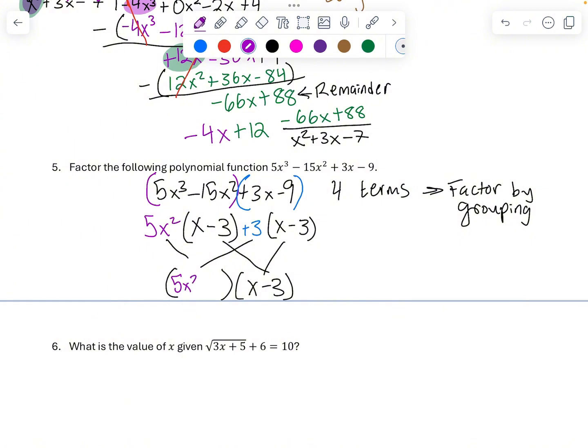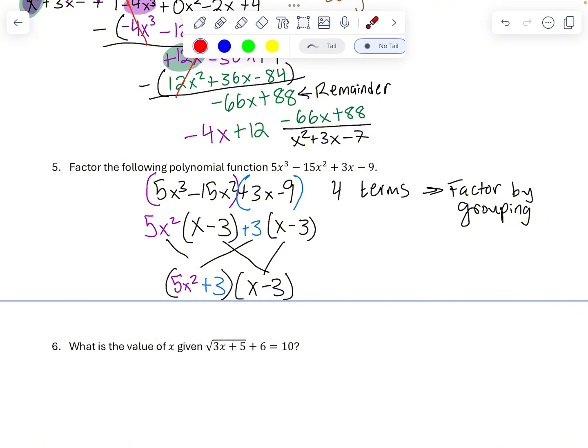So we have 5x squared plus 3, and that is our second factor. And this is our factored form of this nasty polynomial. Okay, that is what that's going to turn into. And we would stop here because I can't do anything else here, and I can't do anything else there. So that is our final answer.